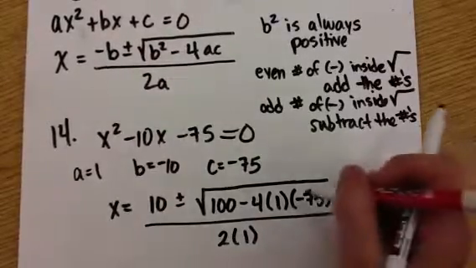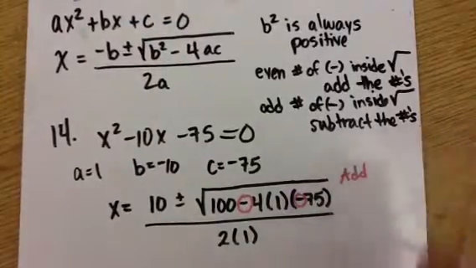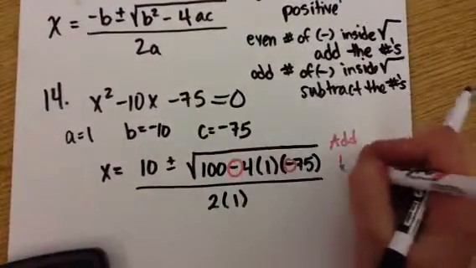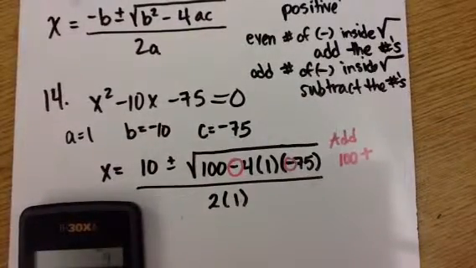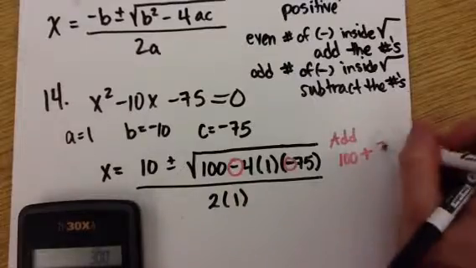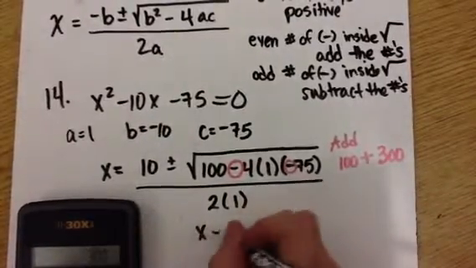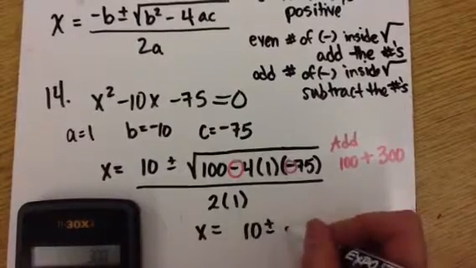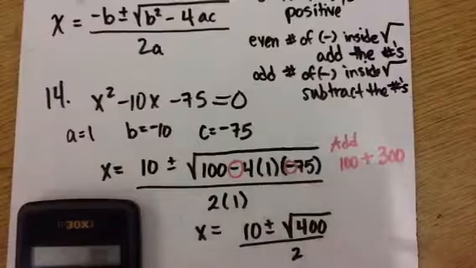Now again, count your negative signs in here. There's 1, 2. That means I'm going to be adding. So I'm going to take 100 plus whatever 4 times 75 is. 4 times 75 is 300. So x is going to equal 10 plus or minus the square root of 400 all divided by 2.